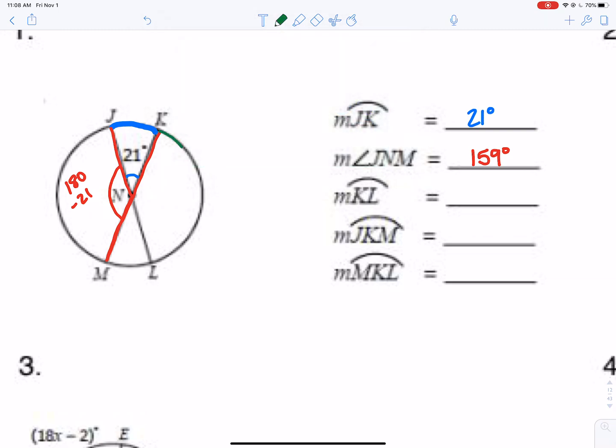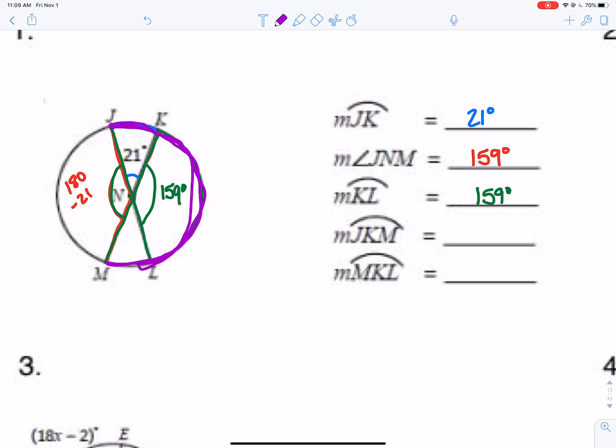The measure of arc KL, so arc KL is out there on the edge of the circle, but since these lines intersect, so KM and JL are intersecting lines, then these two angles right there are vertical angles. So this one is also 159 degrees, which means that arc would also be the same measure as the angle in the center. The measure of arc JKM, all right, so let's say J to K to M, go in that order, would be the 21 degrees.